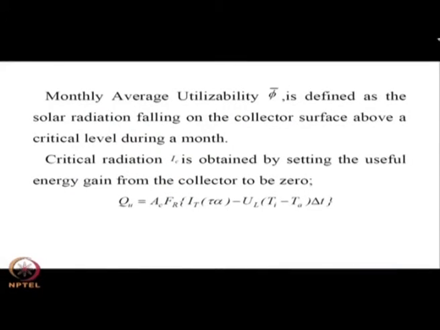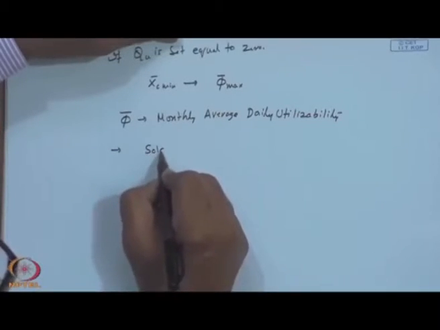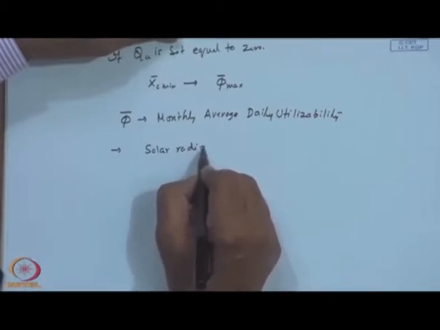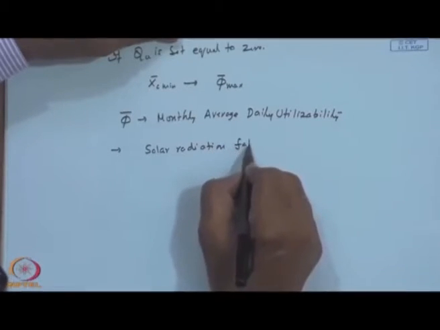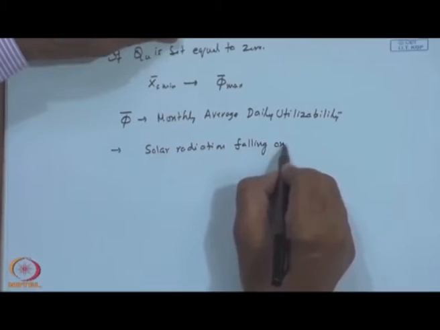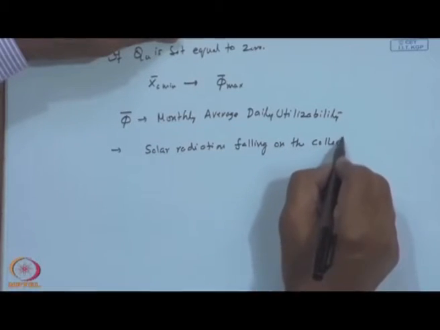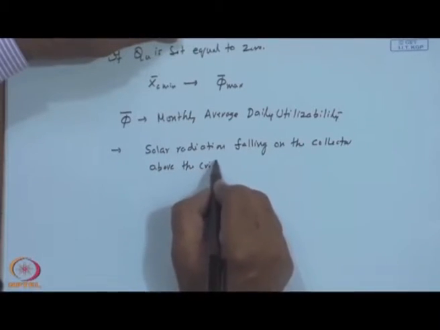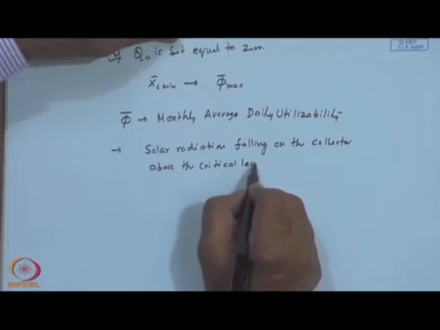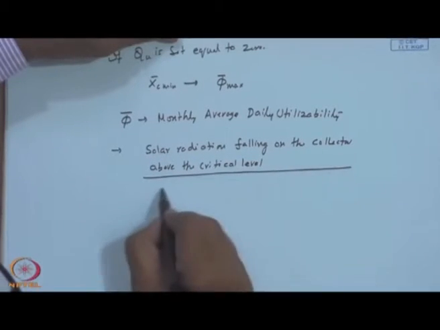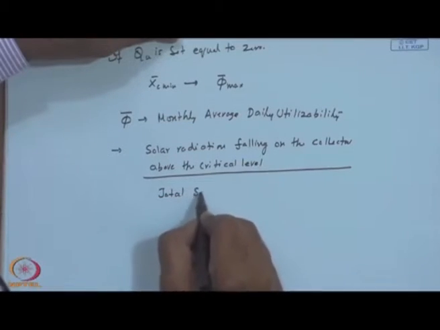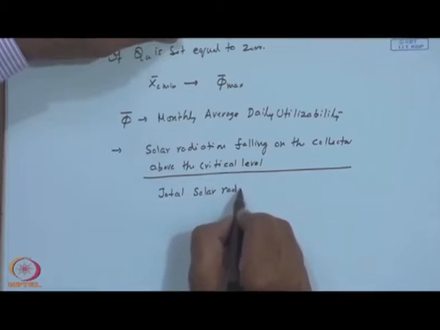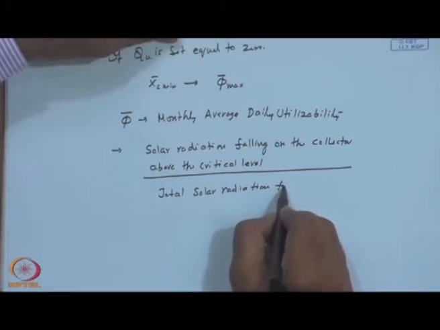We have also in a cursory manner introduced the concept of utilizability. This is nothing but the ratio of the solar radiation falling on the collector above the critical level to the total solar radiation falling on the collector.